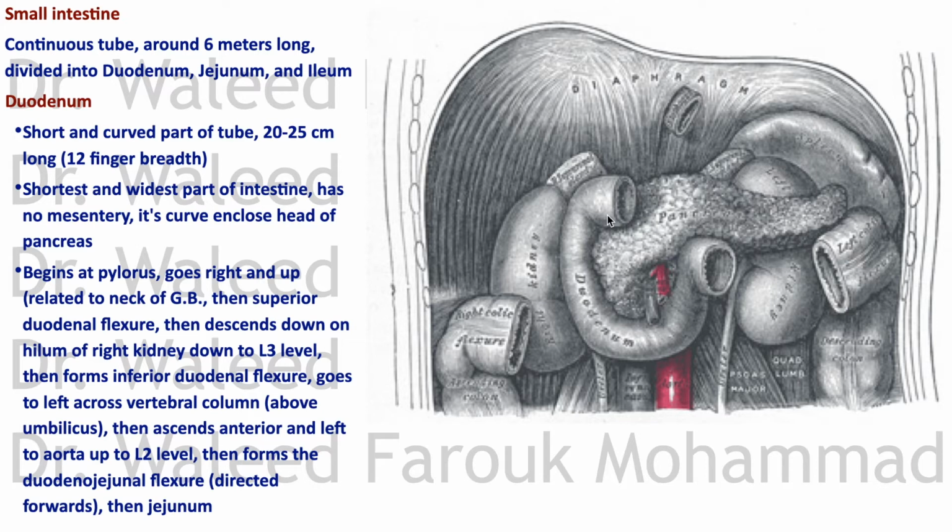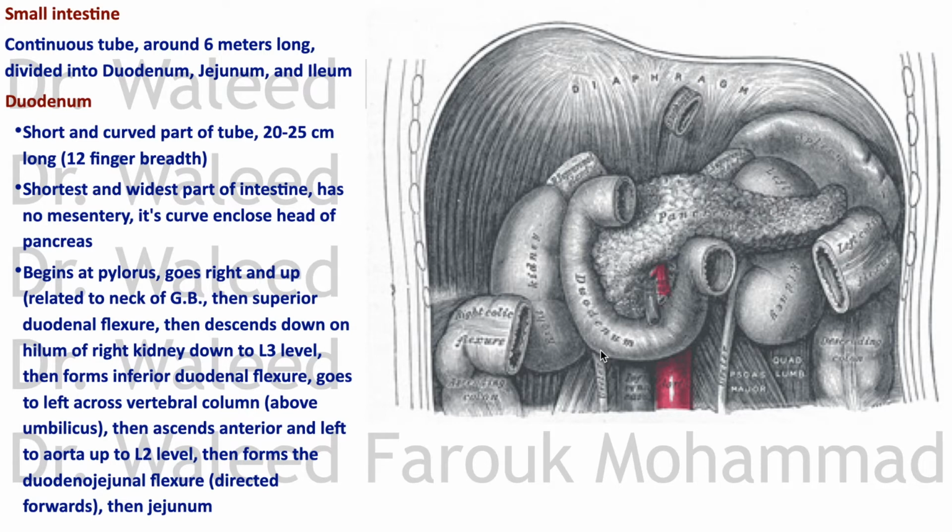The duodenum is the proximal part and is the one attached to the pylorus. The duodenum is the shortest and widest part of the small intestine. It begins from the pylorus and goes to the right and slightly upwards, then forms the superior duodenal flexure, and then descends. That was the first part. Then the second part descends on the hilum of the right kidney, as you can see here, and then ends by forming the inferior duodenal flexure.